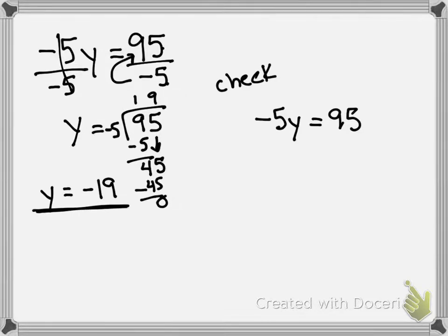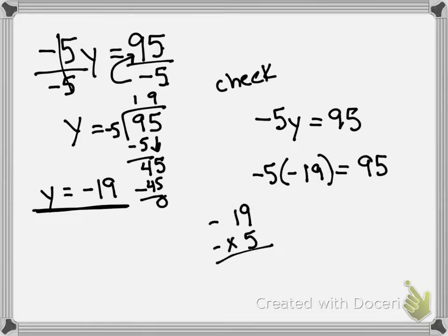So we're going to substitute negative 19 in for y. And we're hoping to get 95 for an answer. So we multiply negative 19 times negative 5. A negative times a negative is a positive because the signs are the same. 9 times 5 is 45. 5 times 1 is 5, plus 4 is 9. So the answer is 95. So our original answer of y equals negative 19 is correct.